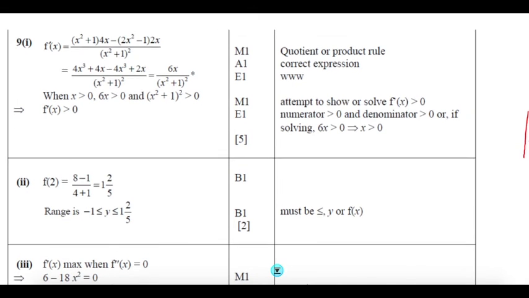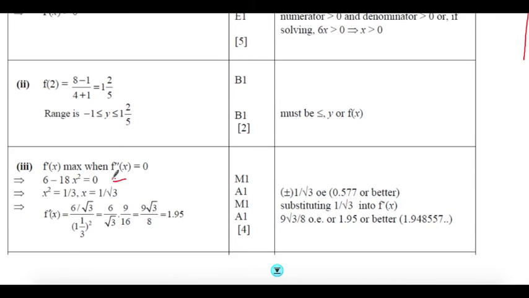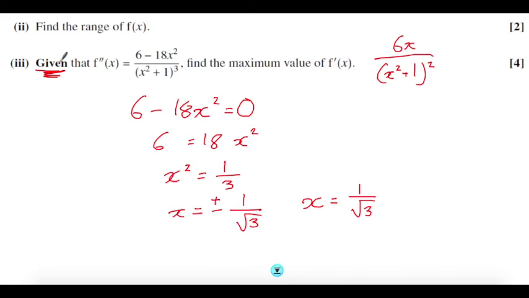So let's see what we've got to do. So a mark for setting it to 0, a mark for getting 1 over root 3, and we didn't actually answer the question. So they asked us to find the maximum value of. We found where it occurs, we need to sub it into here.